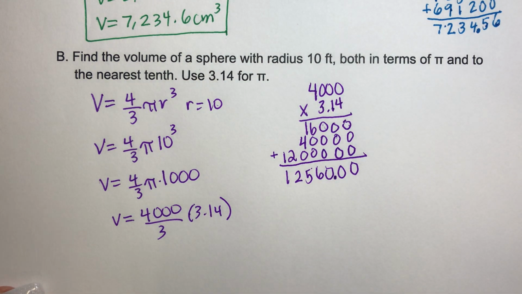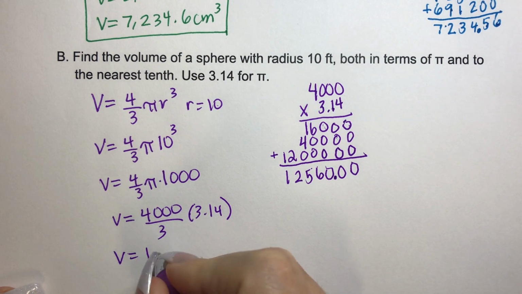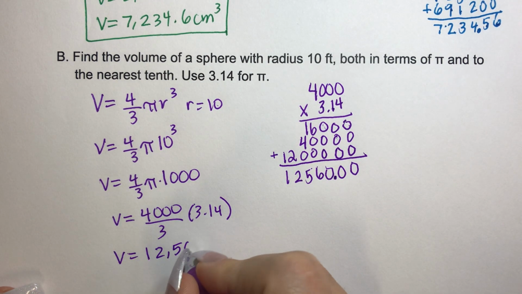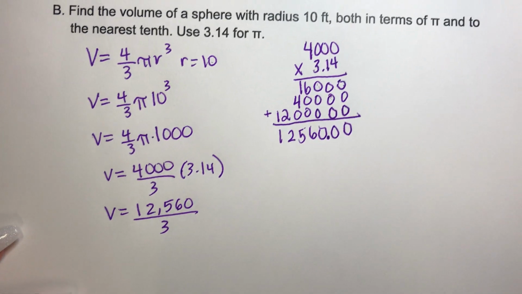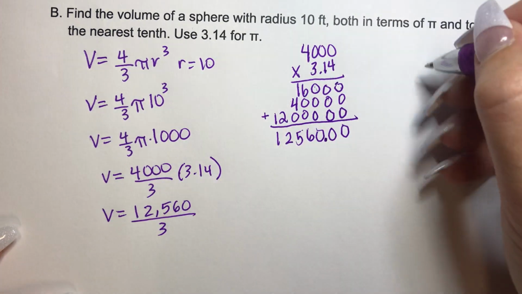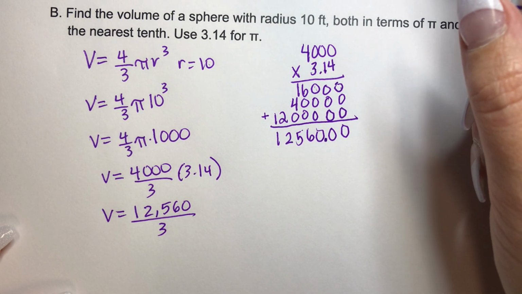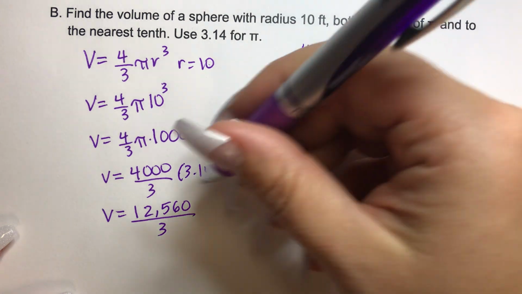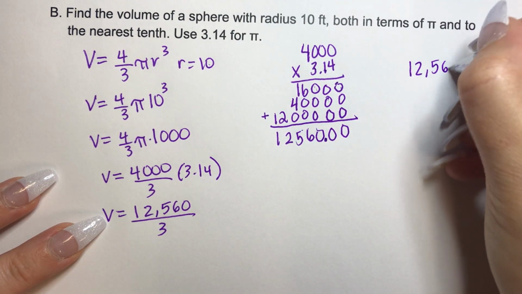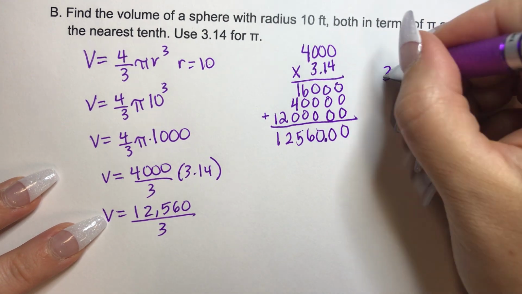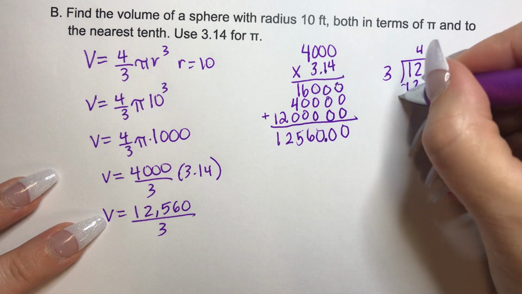All right, so we have the volume equaling 12,560 divided by 3. And then we just need to figure out what that is divided by 3. Oh, I was supposed to find it in terms of pi first, wasn't I? Well, that's okay. We can backtrack and figure that out. Okay, so I'm going to go 12,560 divided by 3. 3 doesn't go into 1, but it goes into 12 4 times. 4 times 3 is 12, no remainder.